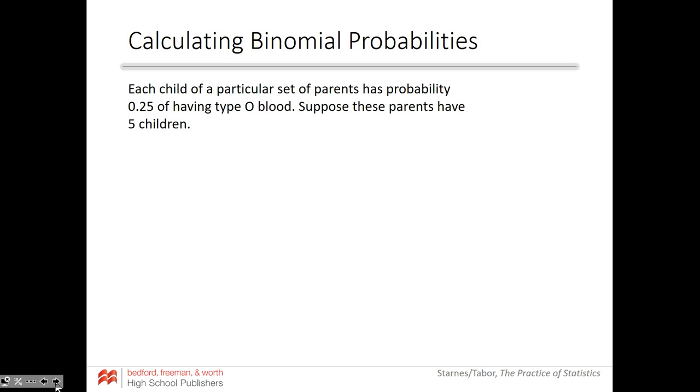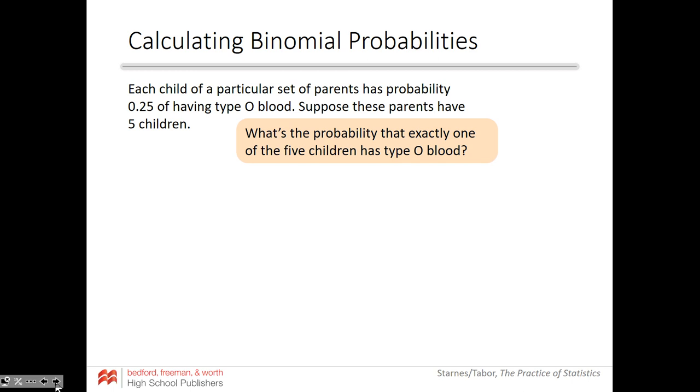So again, same problem. What if we asked you this question? What's the probability that exactly one of the 5 children has type O blood? Same question, we're having 5 kids, each kid has a 25% chance of having type O blood. What's the probability that exactly one of those 5 kids has type O blood?